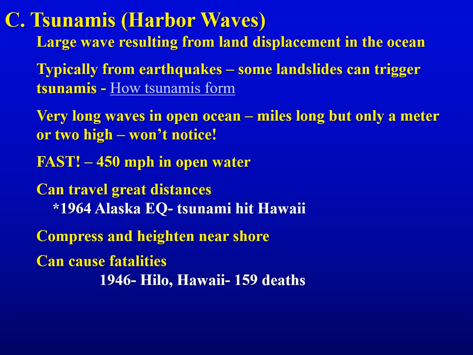Back in 1946, a tsunami that originated up in Alaska killed 159 people in Hilo, Hawaii on a perfectly calm, clear morning. We didn't have a warning system set up then. People really had no idea this was coming. Hilo is a harbor town, so it's right on the ocean front, and just because of its orientation, is particularly susceptible to tsunamis. They've had several that have hit Hilo, and several of these have resulted in deaths.